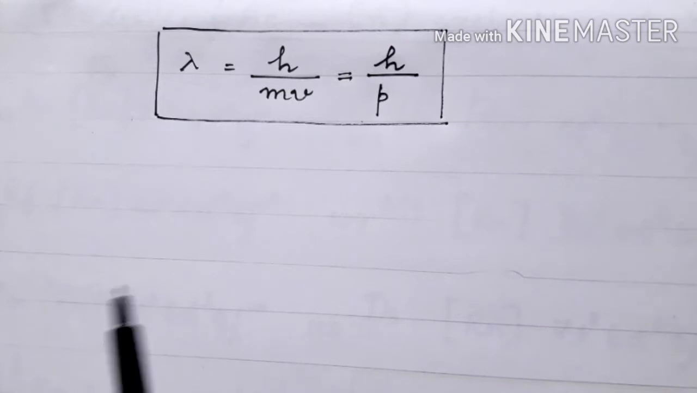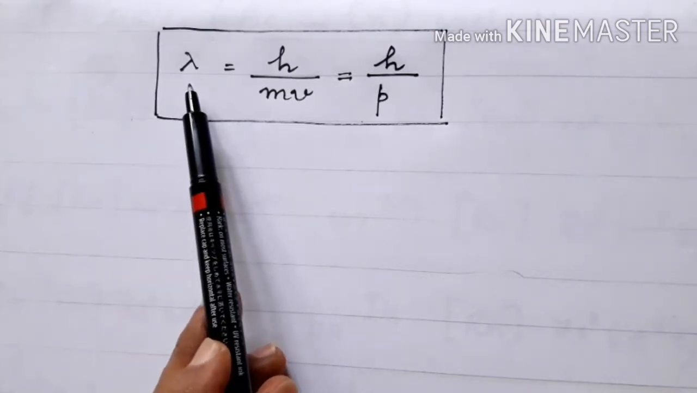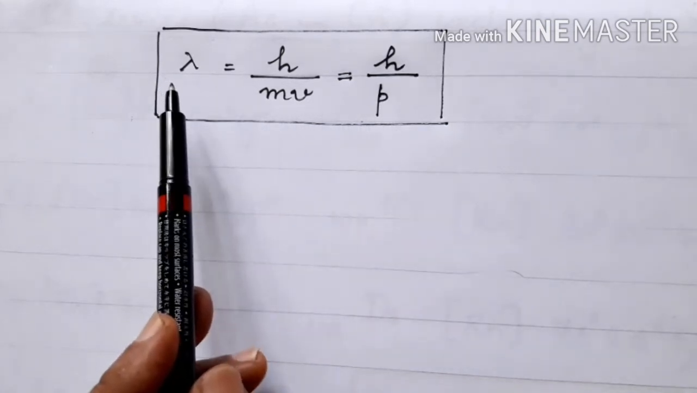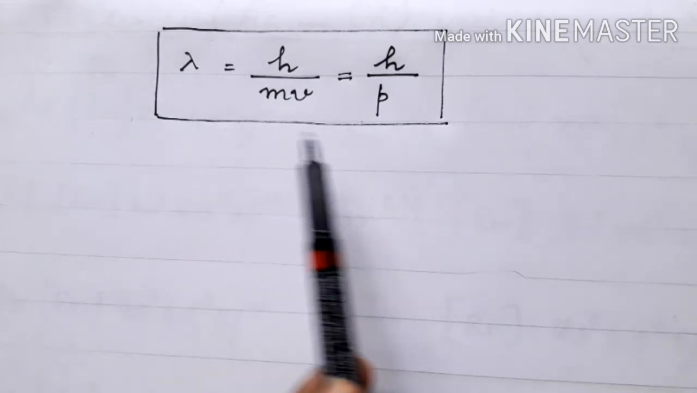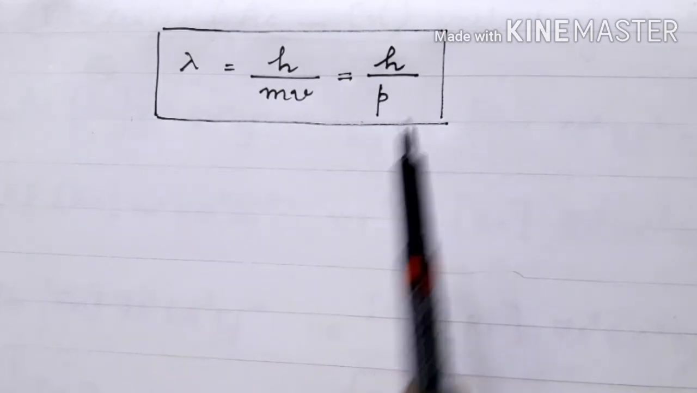And electrons are also matter. Electrons can also have dual character, that is, they have the wave nature as well as the particle nature. So the equation connecting wave nature and particle nature of electron is given by the de Broglie equation, lambda is equal to h by p.